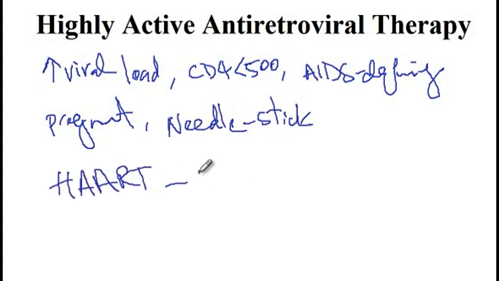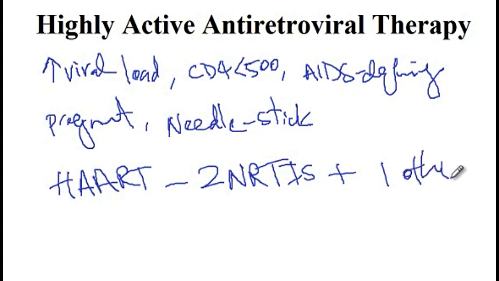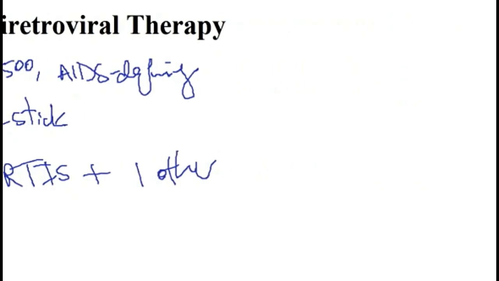And this HAART contains 2 nucleotide reverse transcriptase inhibitors plus one other class of the anti-HIV medications. So first, before I go over these medications, I would like to go over the cycle of HIV infection. So HIV is primarily infecting the CD4 positive helper T cells.